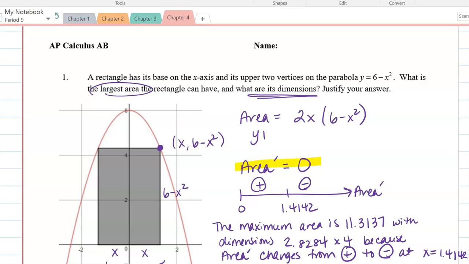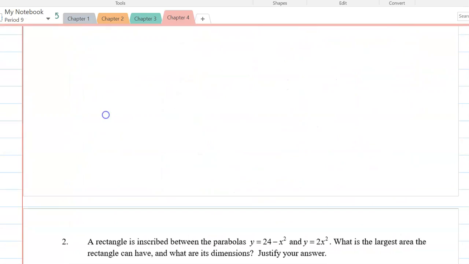I think that this step here is actually a really important one in this problem in particular, because they ask us for the largest area and they ask us for the dimensions, and none of those values are the 1.4142. So I think it's just an important thing that you finish your justification with looking at that x value. All right, so that's number 1. Number 2.